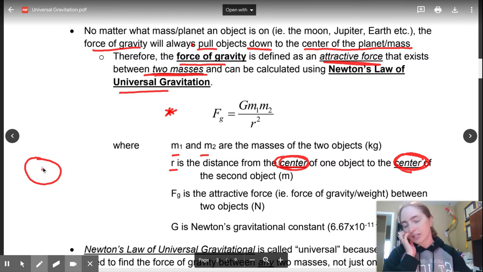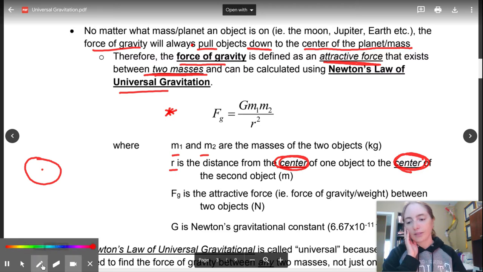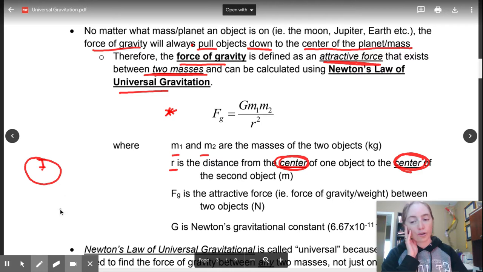So this, ladies and gentlemen, is the center of Earth. And this red line here is the radius of Earth. However, we've got a spaceman, we'll say, I don't know, Mark Watney from The Martian.